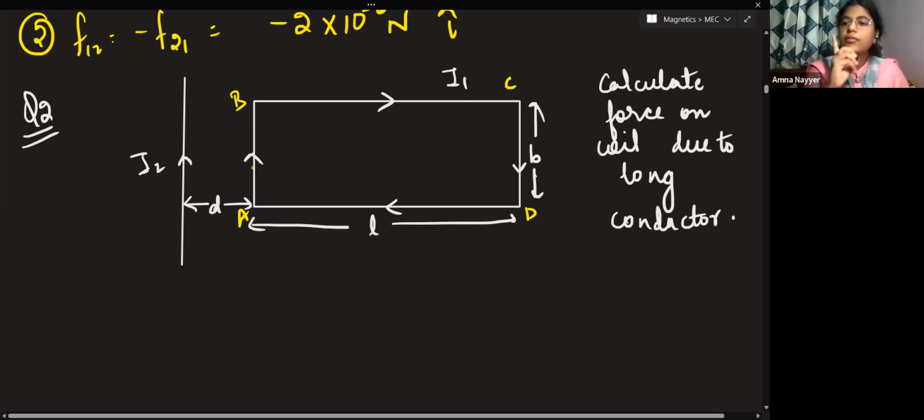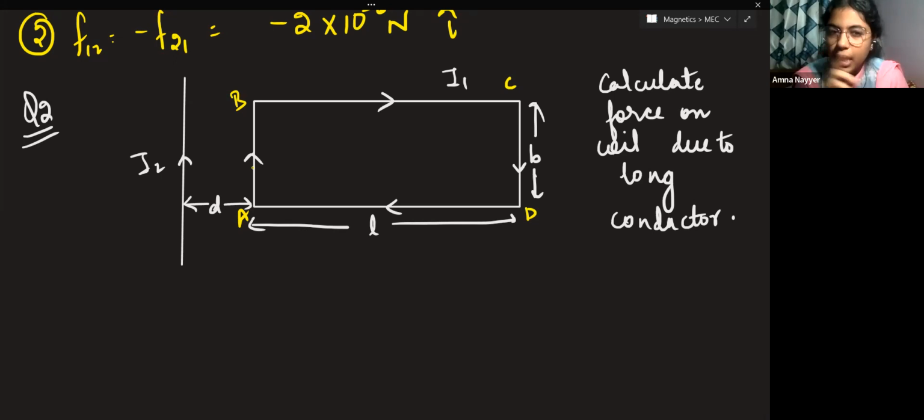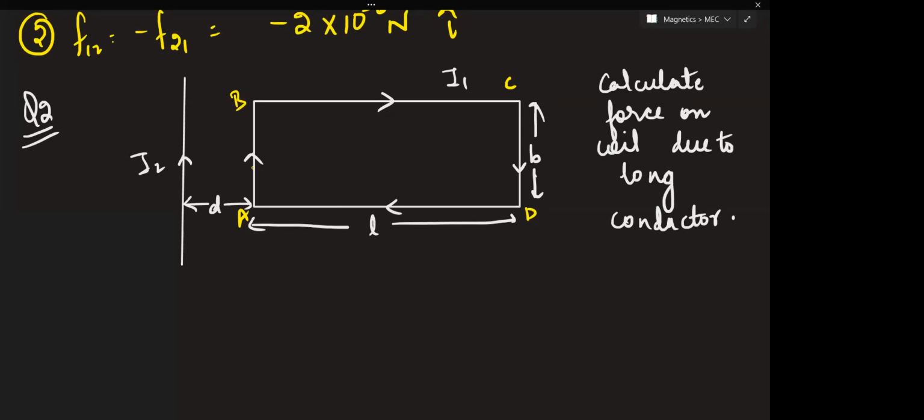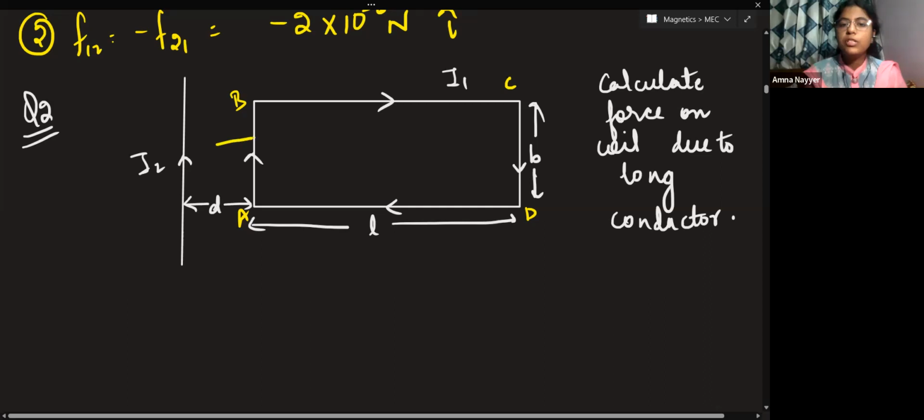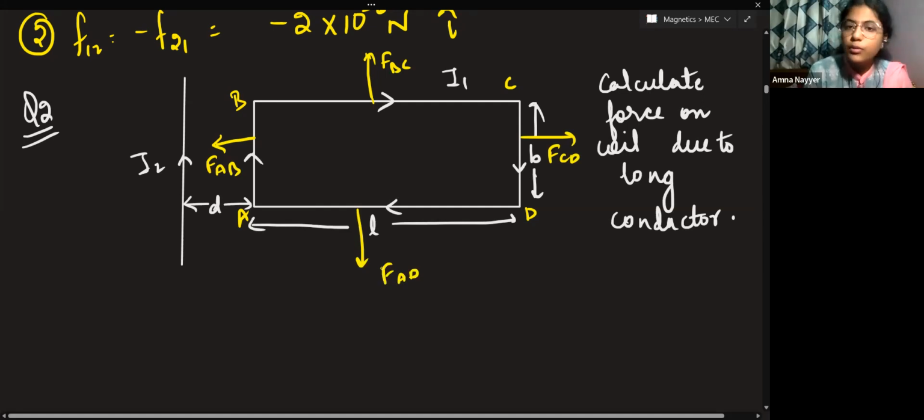So AB will have a force. Just look at the segment AB and this current wire having a current I2. Will AB move towards I2 or away from I2? Towards it, because both are in the same direction, so obviously it will attract it. So this becomes the direction of FAB. Force on this is FBC, similarly force on this is FCD, and the force on this segment is FAD. All the forces are here.